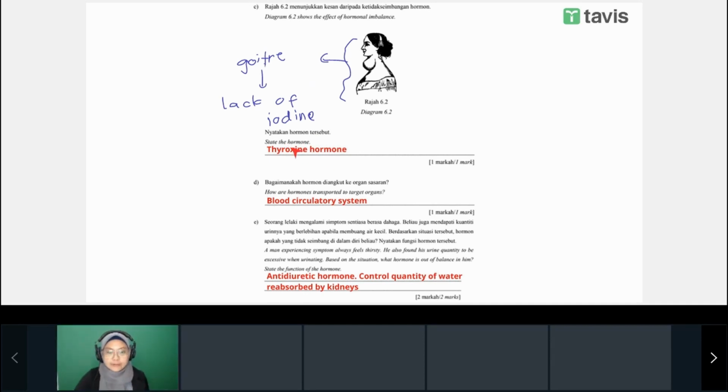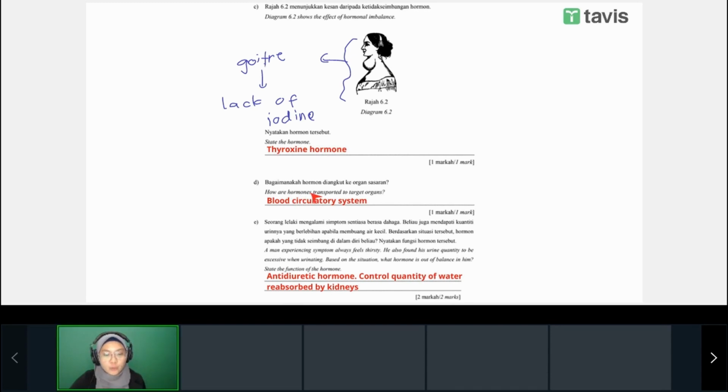State the hormone. What causes the hormonal imbalance? Thyroxine hormone. This one is the thyroid gland. It releases thyroxine hormone. This problem is caused by the hormonal imbalance. Okay.